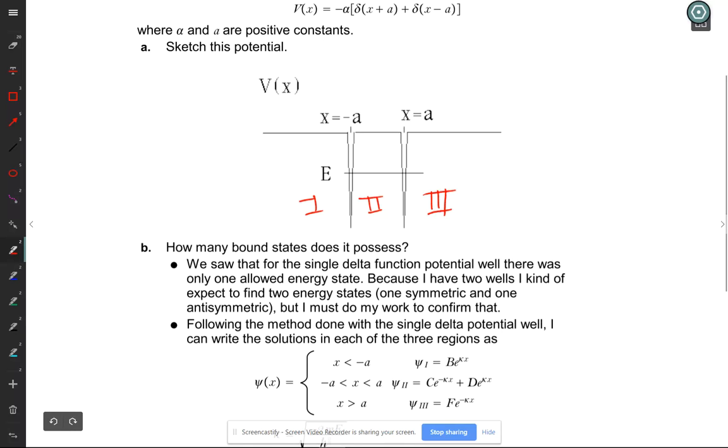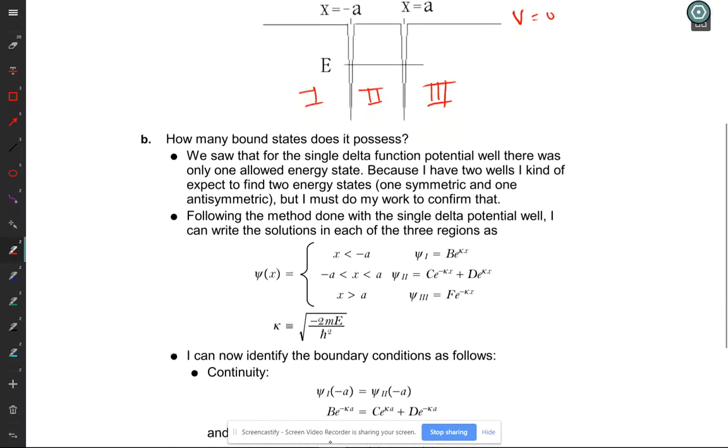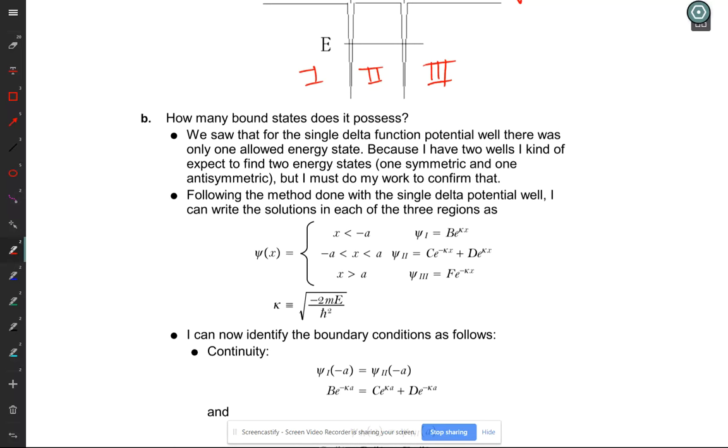Notice it's specified the energy is a negative energy. It's below the level here where I'd say V equals 0 at that line. So we have a bound system because the energy is below V equals 0. If the energy was above V equals 0 here, it would be unbound. Because I have two wells, I kind of expect to find two energy states, one symmetric and one antisymmetric, but I have to do work to confirm that.